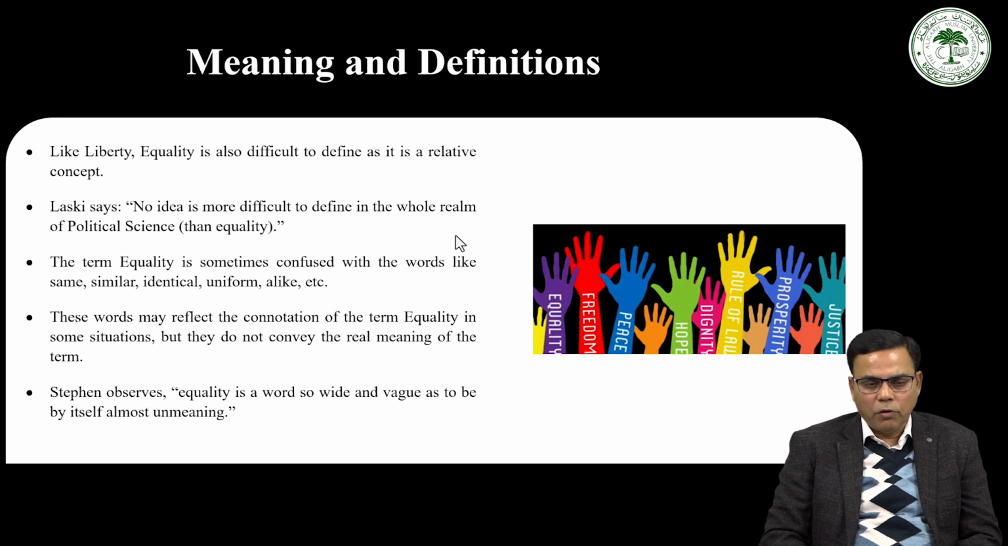Since it is a relative concept, like liberty, it becomes very, very difficult to define equality. It may sound like a concept that we all understand, but when we try to explain it, it becomes difficult. What is the meaning of equality? Because it is a relative concept, circumstances, times, needs, status, and diversity of situations all have to be taken into account while defining or giving a definite meaning to equality.